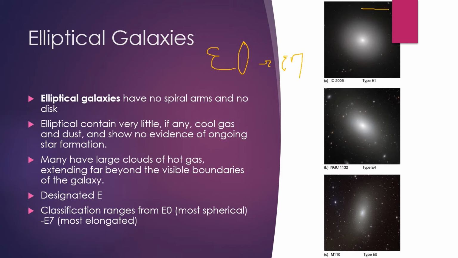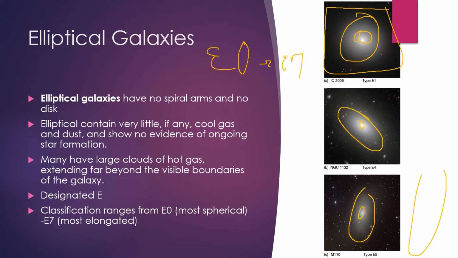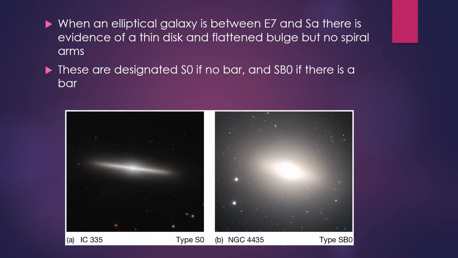So what we have here is E0. It looks pretty much like a sphere. By E4, we're getting more of an ellipse shape. And then E5, we have an even further ellipse shape. So you can guess by E7, it's really elliptical. Elliptical galaxies sometimes form the biggest galaxies we see in the universe. However, they also are majorly dwarf galaxies.